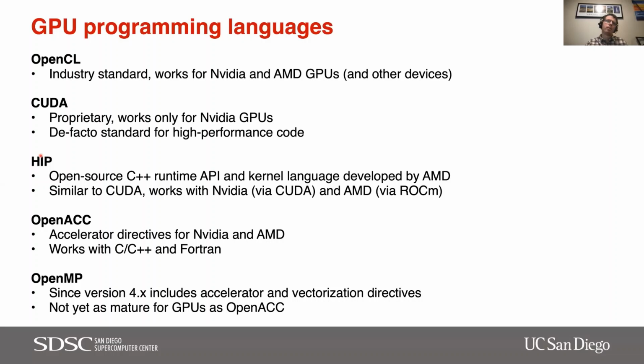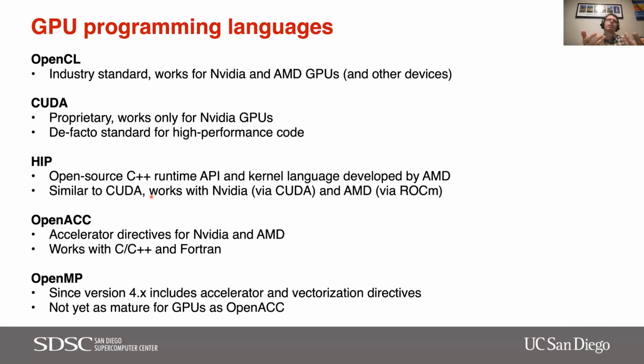There's something called HIP. I keep forgetting what it stands for, Heterogeneous-compute Interface for Portability, something like that. This is AMD's answer to CUDA, an open source C++ runtime API and kernel language that is very similar to CUDA. If you look at it, you have all the same instructions, the same nomenclature, just a little bit different. And then there are a few things that are slightly different.